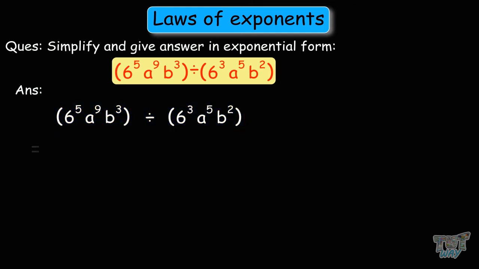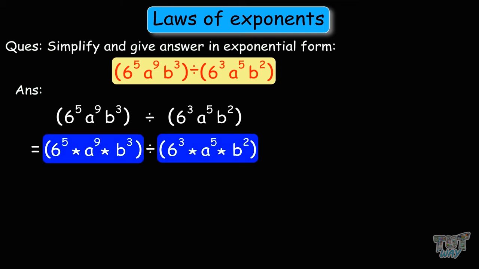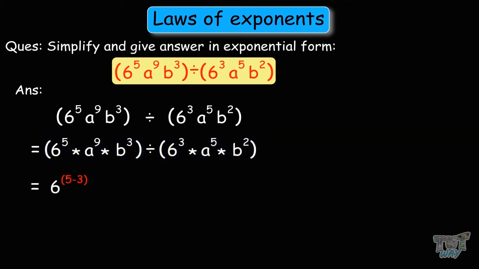So you can write it as 6 to the power 5 times a to the power 9 times b to the power 3 divided by 6 to the power 3 times a to the power 5 times b to the power 2. Now whenever you have to divide two expressions, you can divide the individual powers that have the exact same base. So we can write it as 6 to the power 5 minus 3, or 6 to the power 2. This is because 6 to the power 5 and 6 to the power 3 have the same base.